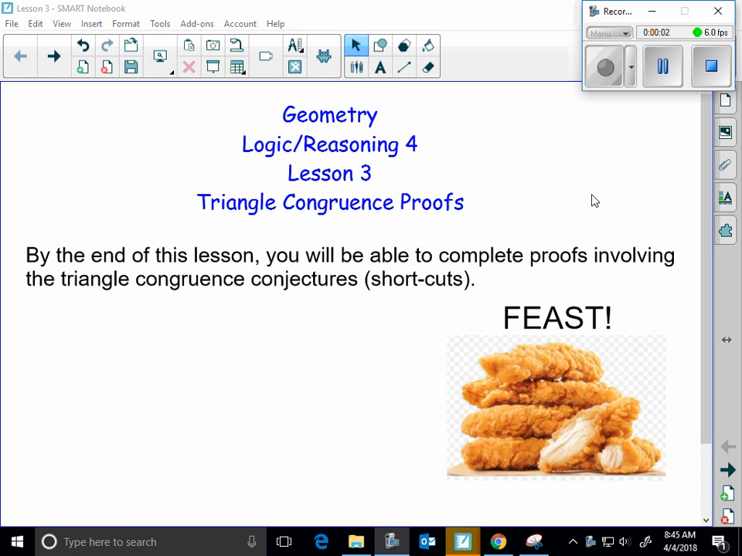Okay, math muscle back after a few weeks off. Let's get started on lesson 3 on triangle congruence proofs. We're going to feast on these proofs.